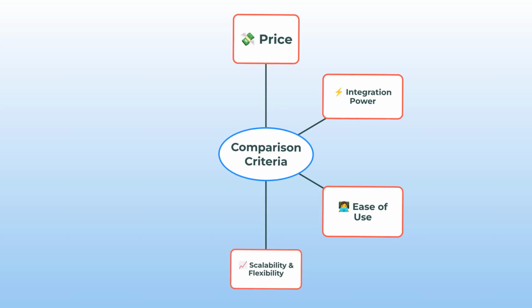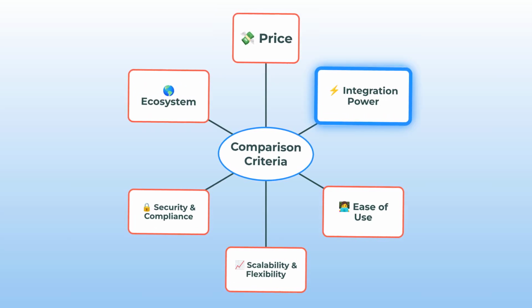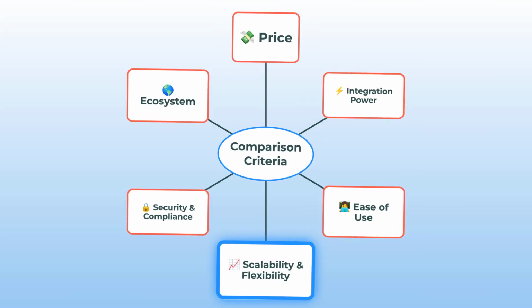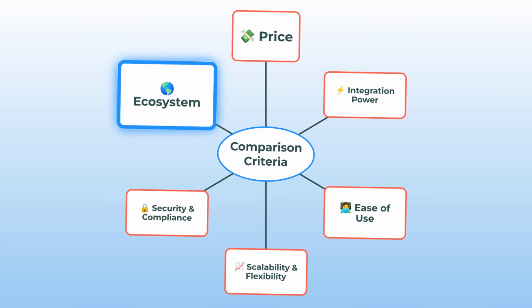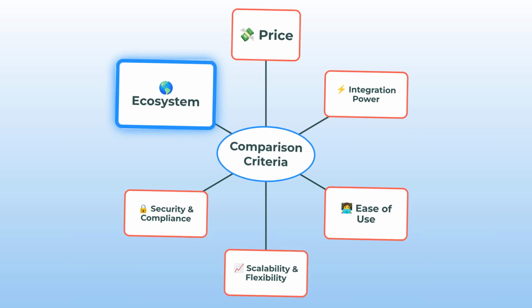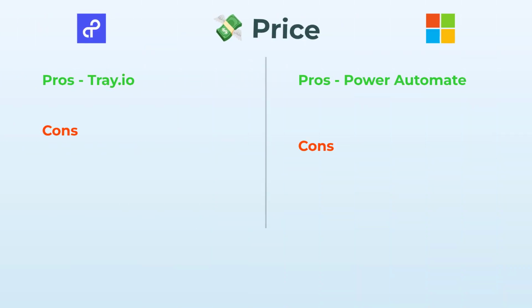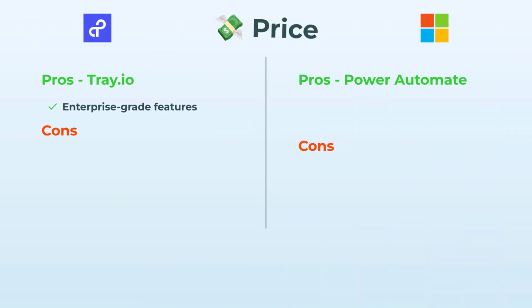Here's the map for today. We're going to dig into price, integration power, ease of use, scalability and flexibility, security and compliance, and finally, their overall ecosystem. So, pretty much everything that matters if you're looking to automate with confidence. Cool? Let's jump in. Alright, kicking things off with price, and oh man, does this category have some drama.